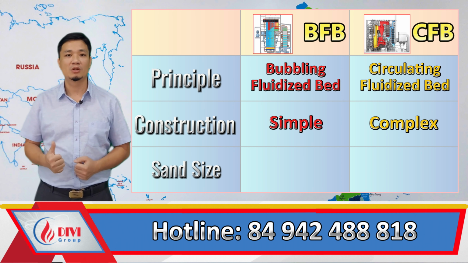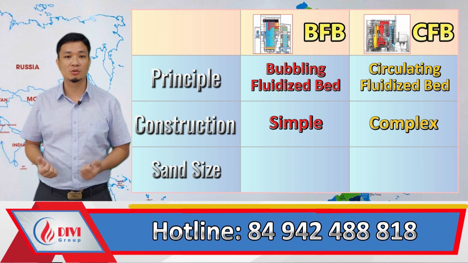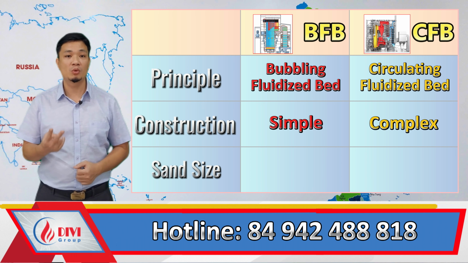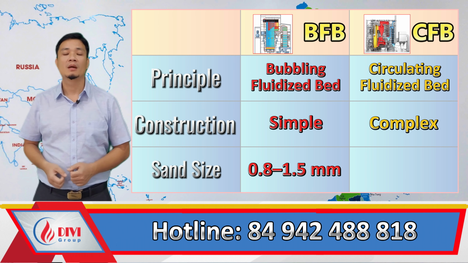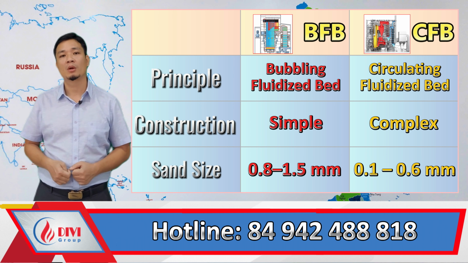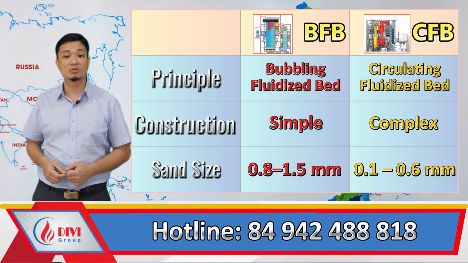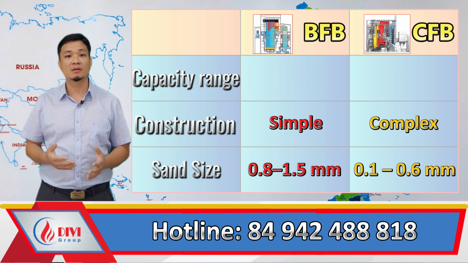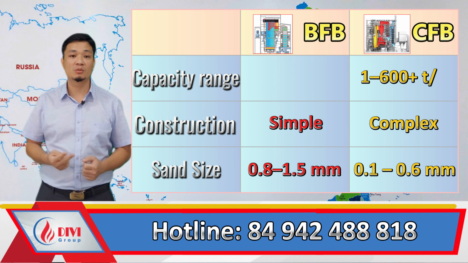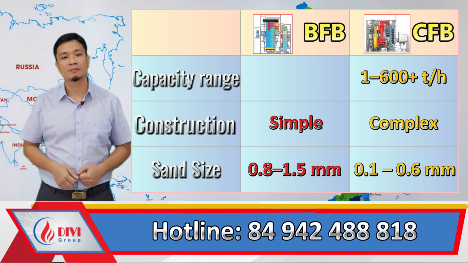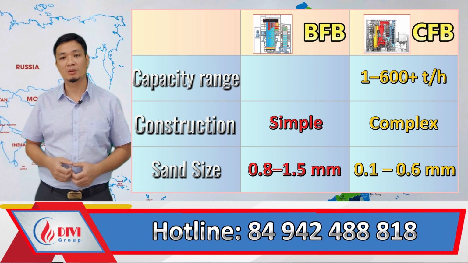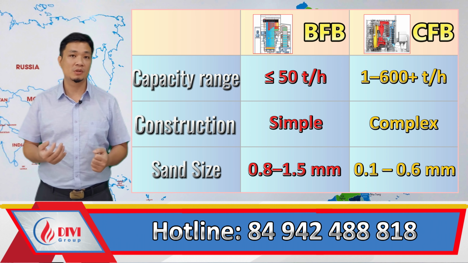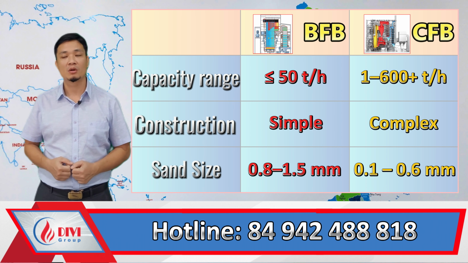3. Bed material particle size. BFB: bed material particles typically range from 0.8 to 1.5 millimeters. CFB: bed material particles are smaller, typically 0.1 to 0.6 millimeter. 4. Capacity range. CFB: suitable for a wide capacity range from 1 to over 600 tons per hour. BFB: suitable for capacities up to 50 tons per hour. The main reasons for this limitation are as follows.